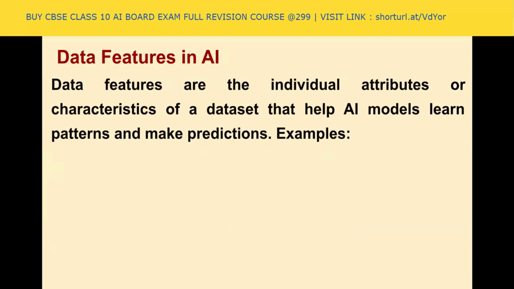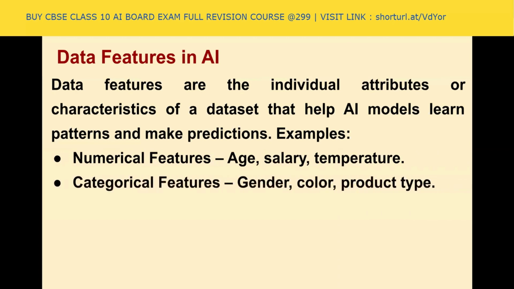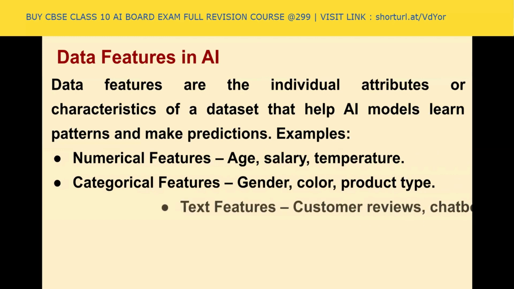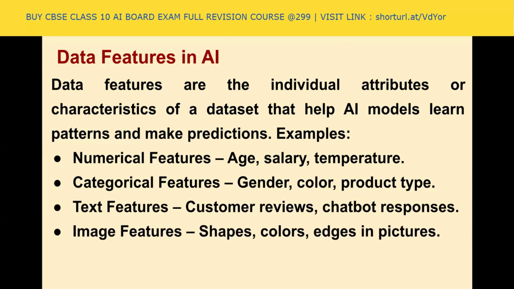Now, a very important thing is data features in AI. Data features are the individual attributes or characteristics of a data set that help an AI model learn patterns and make predictions. So there are certain features and characteristics of a particular data set. Now let's see the examples. Numerical features: age, salary, temperature. Then categorical features like gender, color, product type. Then text features: customer reviews, chatbot responses. Then image features: shapes, colors, edges in pictures.